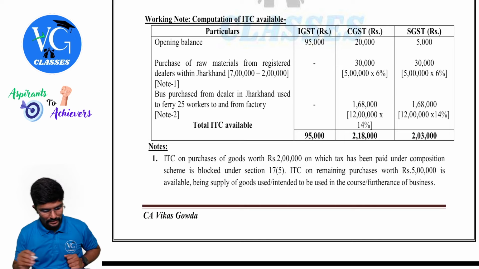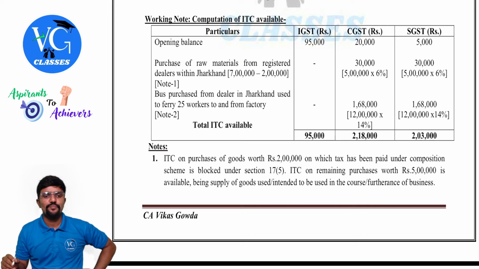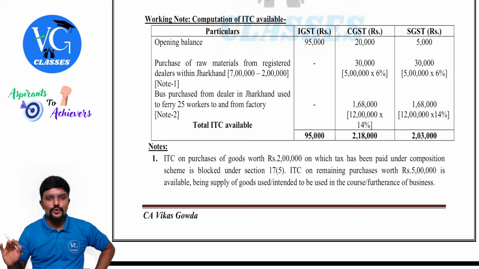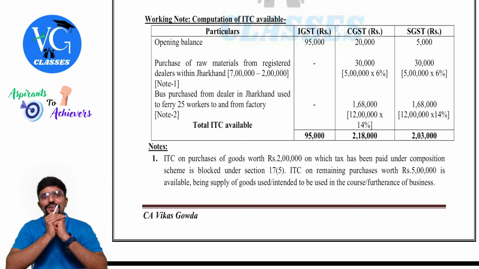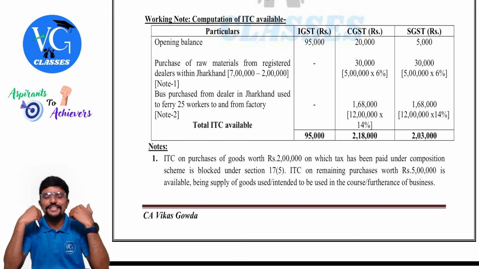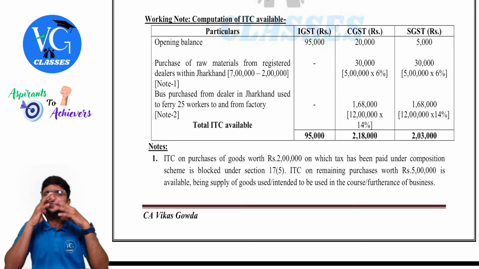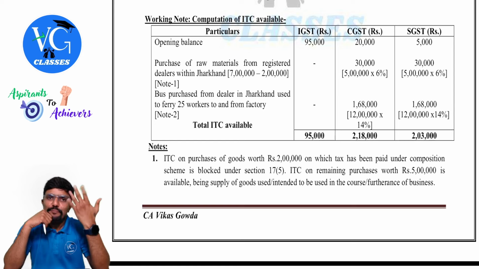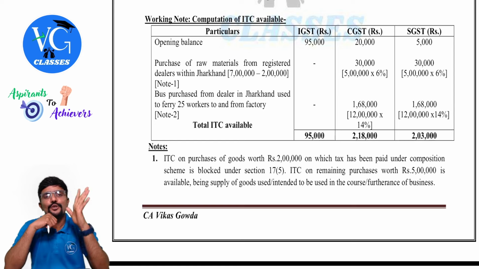Okay. So you can see I have given a note. ITC on purchase of goods worth 2 lakh on which tax has been paid under composition scheme is blocked under section 17 subsection 5. Guys, first of all, when you are purchased from the composition supplier, he is not supposed to collect tax from you. But by mistake or by chance, you have paid it. Can you claim the credit? No, you cannot.